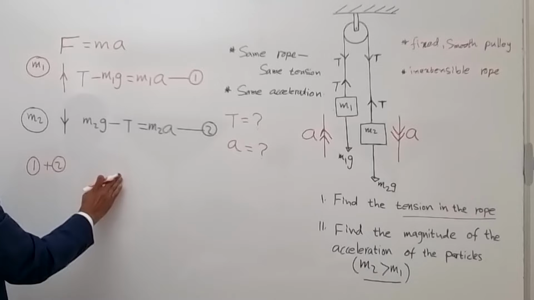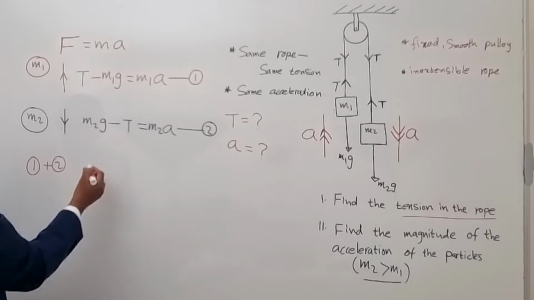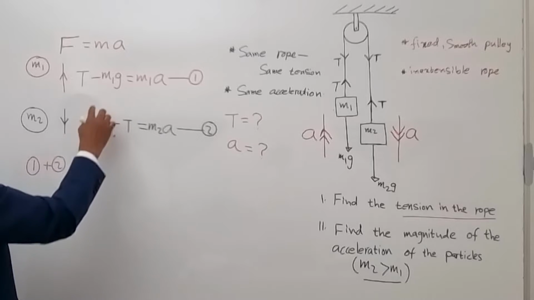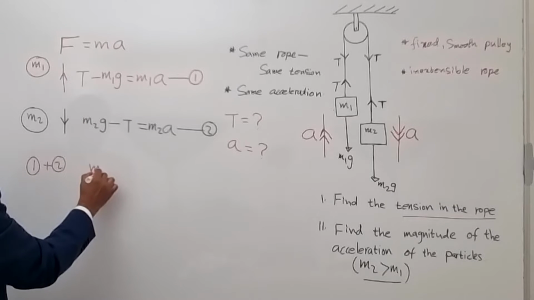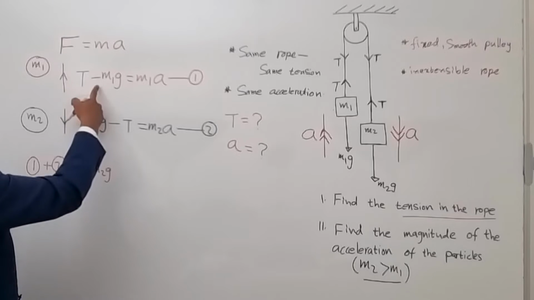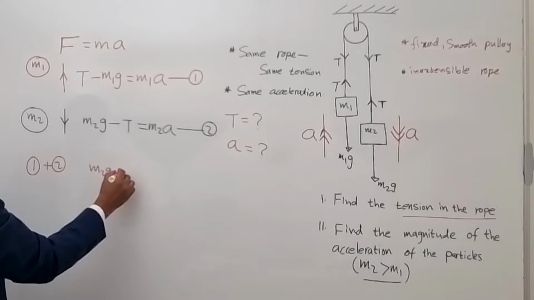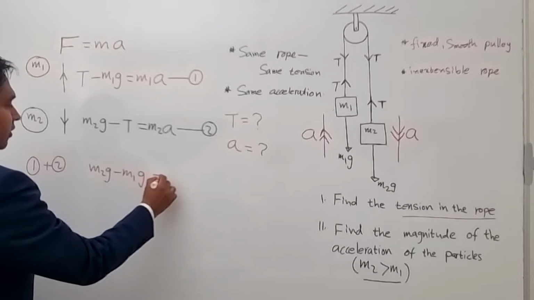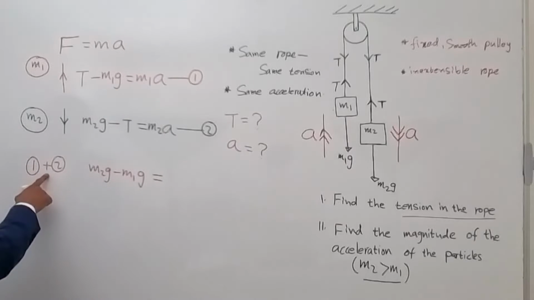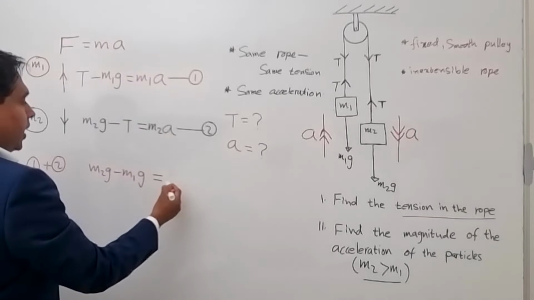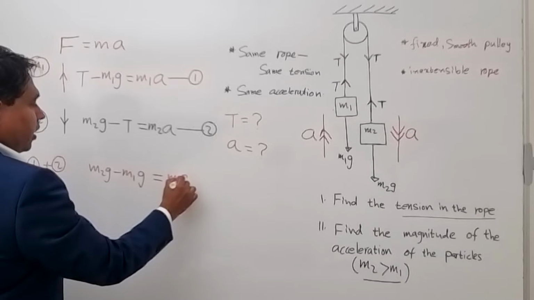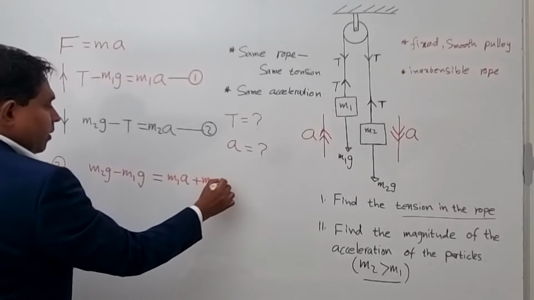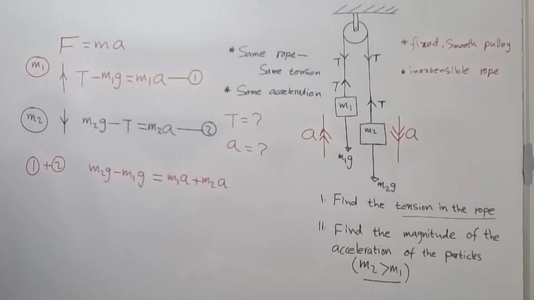So let's write the result here. T is cancelling out, therefore when you add these two equations we get m2g minus m1g on the left hand side. On the right hand side we add together both equations, so we get m1a plus m2a. Now we don't have T in this equation, the only unknown is A.